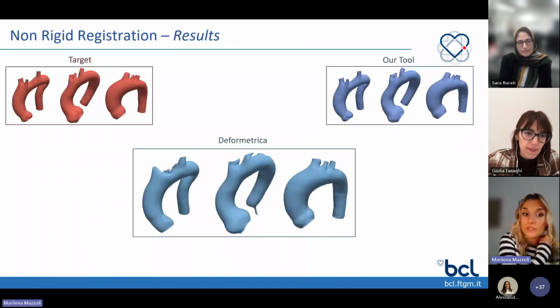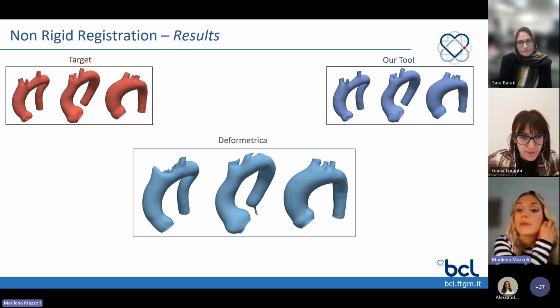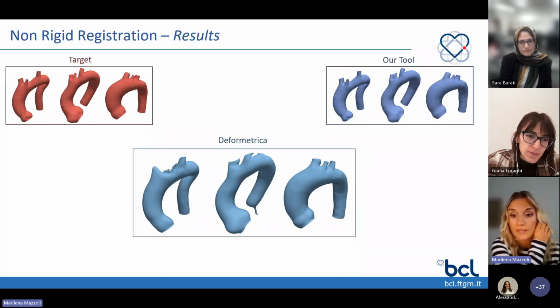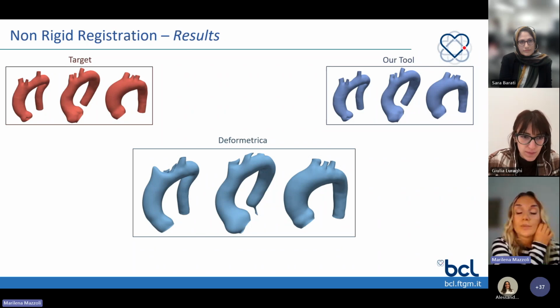Turning to the results, here are compared the registrations of 3 target shapes, represented in red, obtained with both Deformetrica and our algorithm. It can be seen how Deformetrica fails not only in identifying the supraortic vessels, but in some cases also for the descending aorta part.